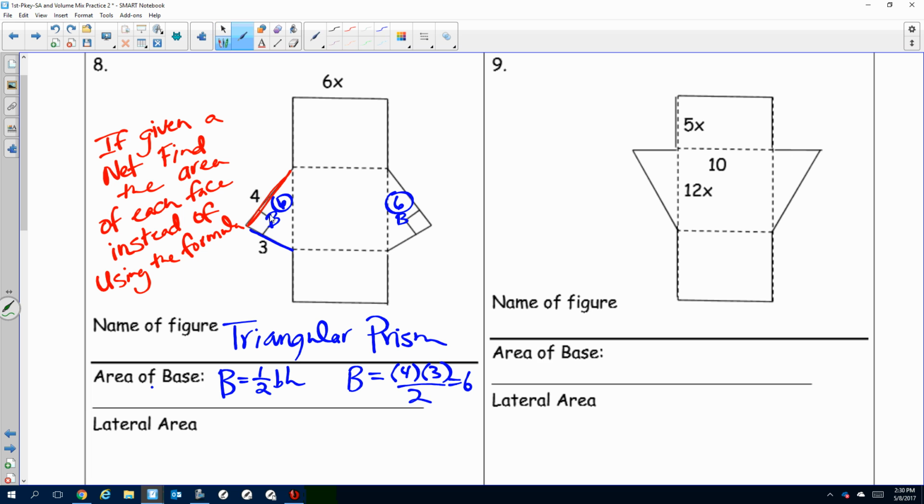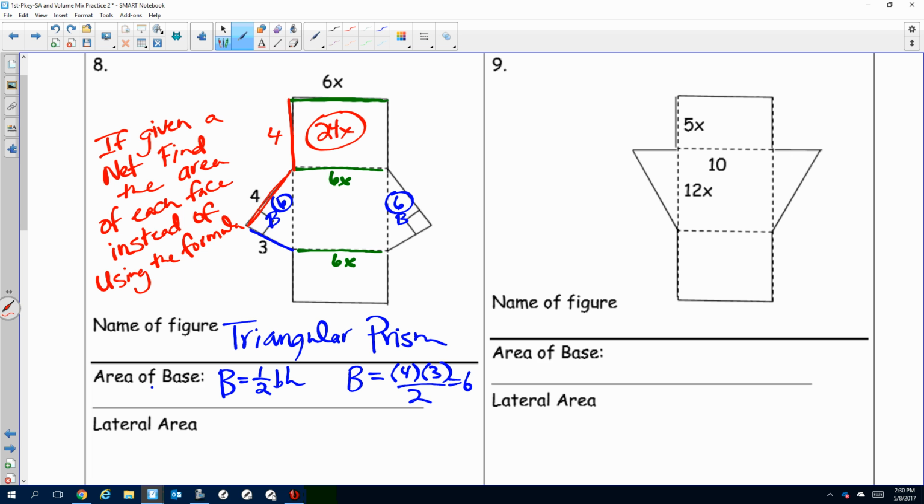If I look at this top rectangle here, the length is 6x. Make sure you remember if it's a rectangle, opposite sides are congruent. So that would also be 6x. Opposite side, that would be 6x. So we have a 6x by, we need to know the width here. I'm hoping you see that width matches up with that height of our triangle. So that would be 4. So this becomes 24x squared. That's the area of that face.